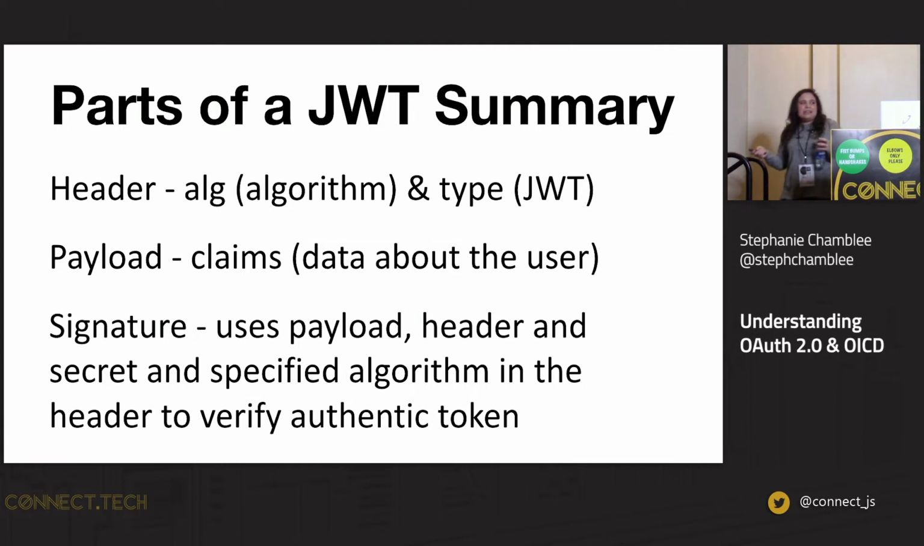So just to summarize JSON Web Tokens, there are three parts: the header, which contains the algorithm and the type. The payload are the claims about the user, so that's the information that the client application can decode and understand about the user. The signature uses the payload, the header, and this is a little bit outdated, a public key specified in the algorithm in order to verify the authenticity of the token.